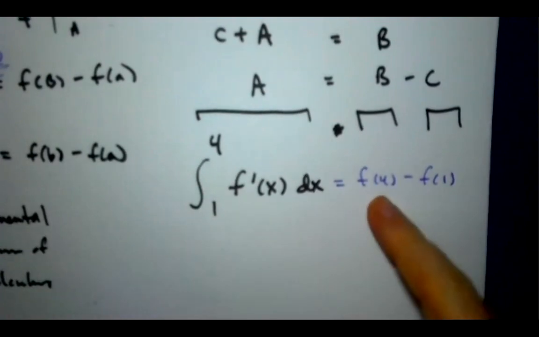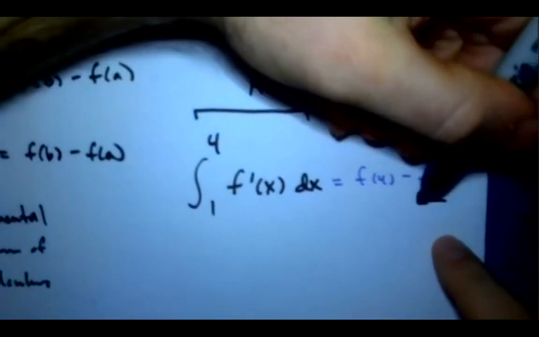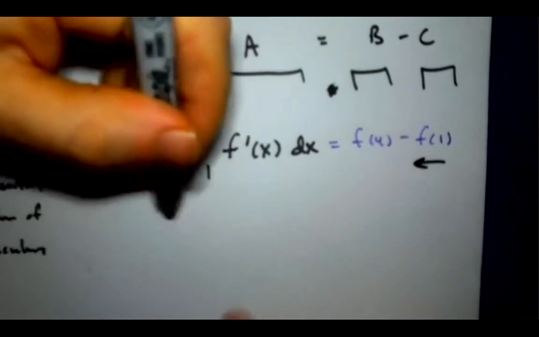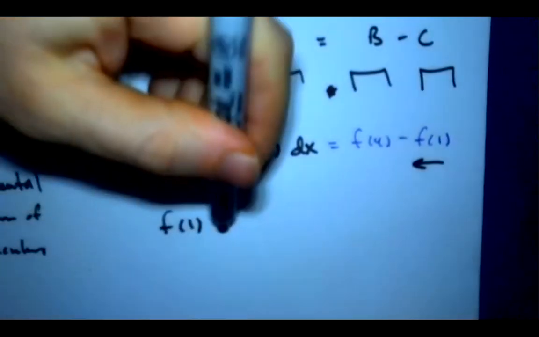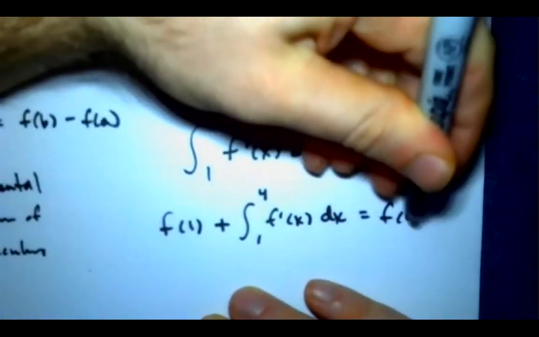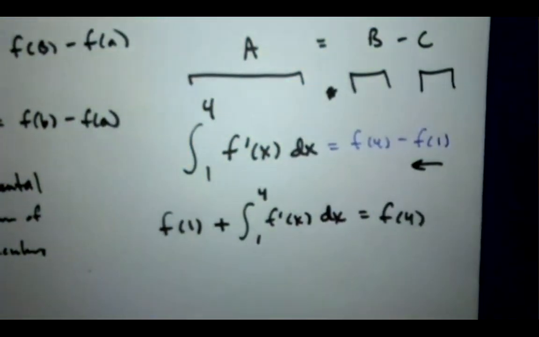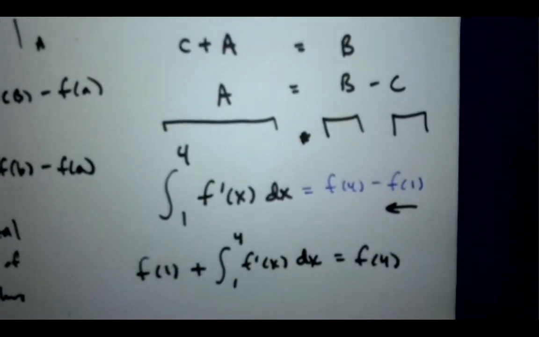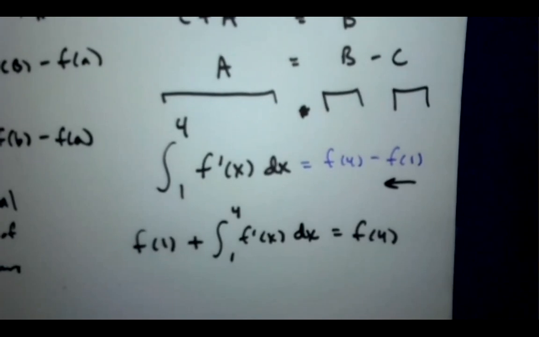So if I come down here, I'm going to take this f of 1, I'm tossing it to the other side. So this is f of 1 plus the integral from 1 to 4 of f prime of x dx is equal to f of 4. You guys have got to talk to me. Don't just write this down blindly. Are we still on the same page?